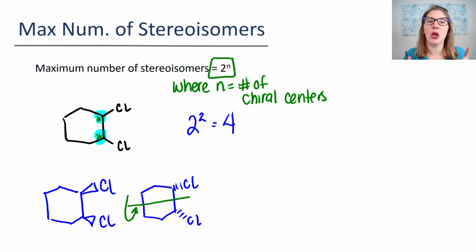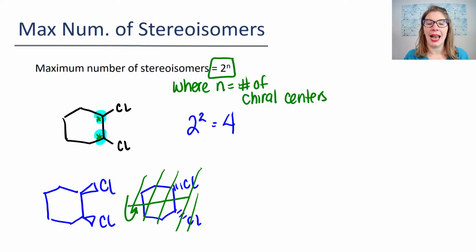So even though I have a total of 4 possible stereoisomers, that's the maximum. If there's an internal plane of symmetry, which there is one here, right? If I look at where I drew that green line, the top and the bottom are symmetrical across that green line, so this is really not a stereoisomer that we're going to draw. You would draw one or the other, but not both.